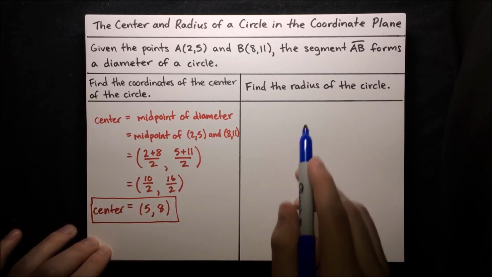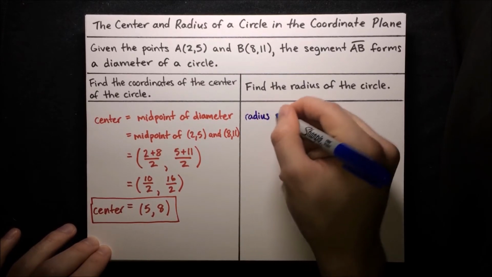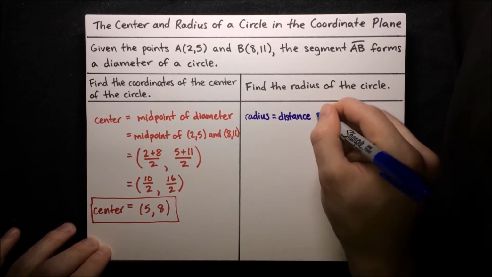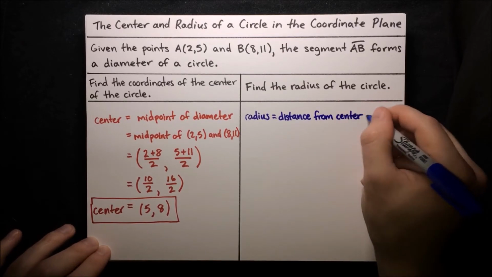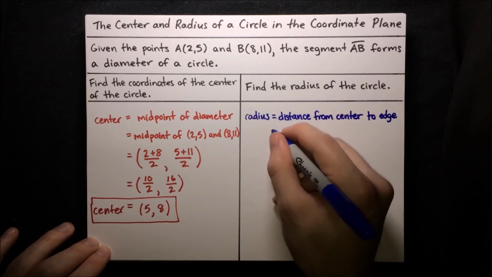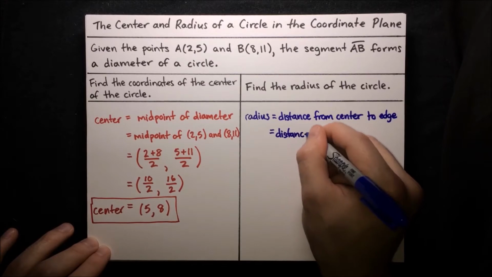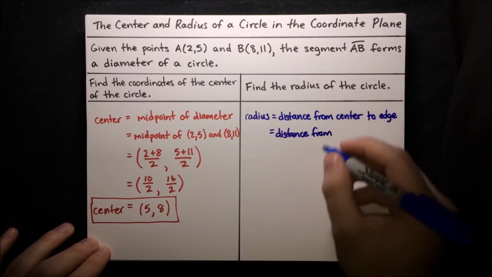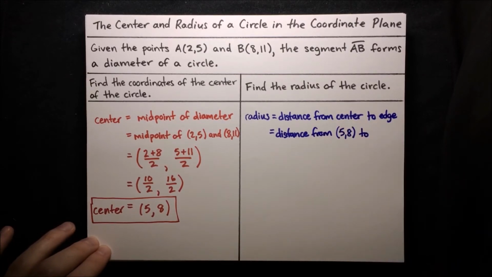Next up, we want to find the radius of the circle. Remember that the radius of a circle is just equal to the distance from the center of the circle to the edge of the circle. And we know what the center is, so let's write that again. Distance from the center, which we just found is (5, 8), to the edge.